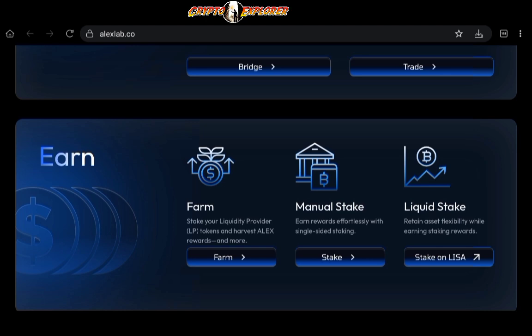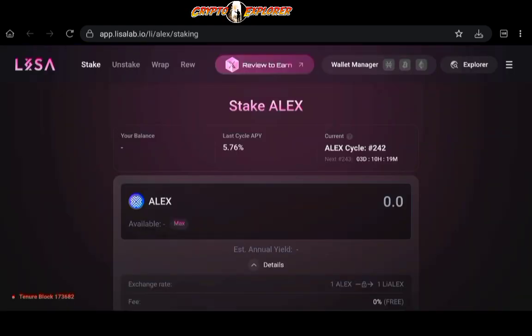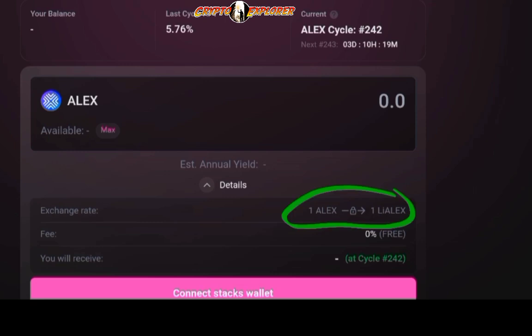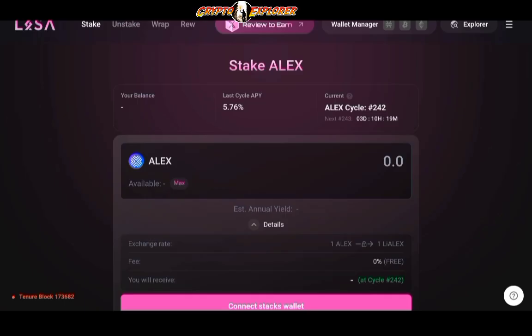You can make use of their single-sided staking options, and also you can stake the ALEX token on Lisa, which is another protocol here on Stacks. They are actually a liquid staking protocol where you can lock your ALEX tokens, and when you do deposit ALEX, you get in return liALEX, keeping your assets liquid, and you can use them in other DeFi activities while earning already an APY that for the last cycle was over 5%.